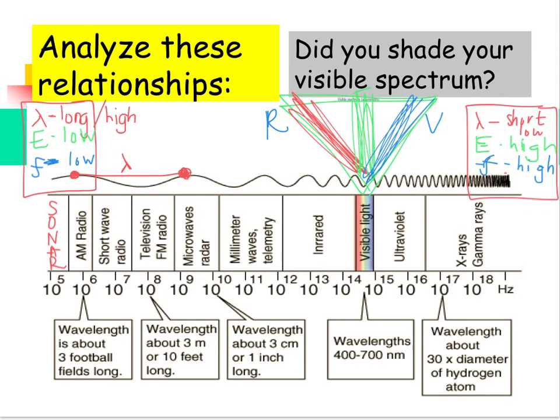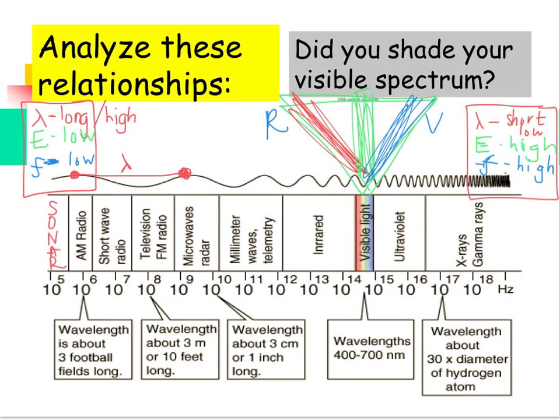The raindrops on a cloudy day or on a rainy day act like a prism, and so when the sunlight goes through the raindrops, it bends the light, and we call it refraction. When the light bends and it breaks apart into its colors, you see all of these different colors in a pretty rainbow.